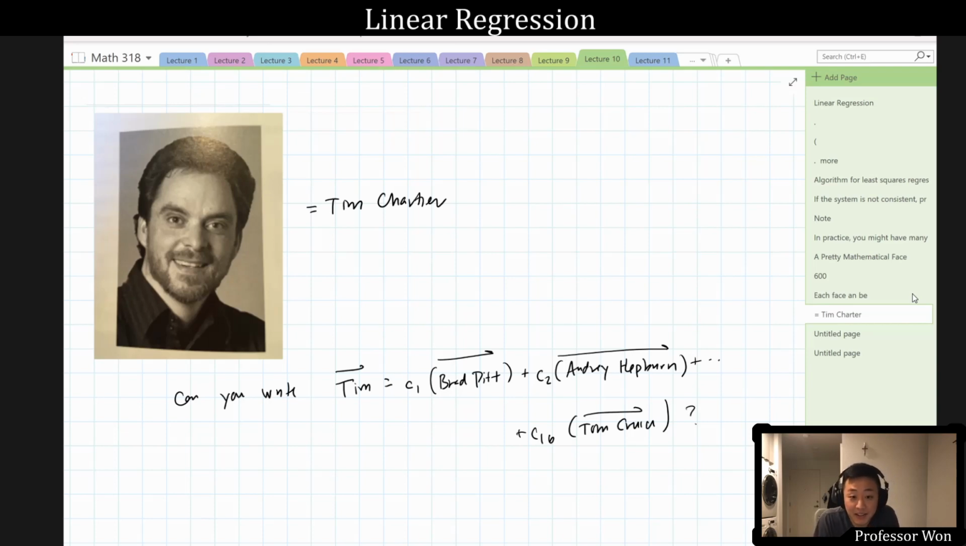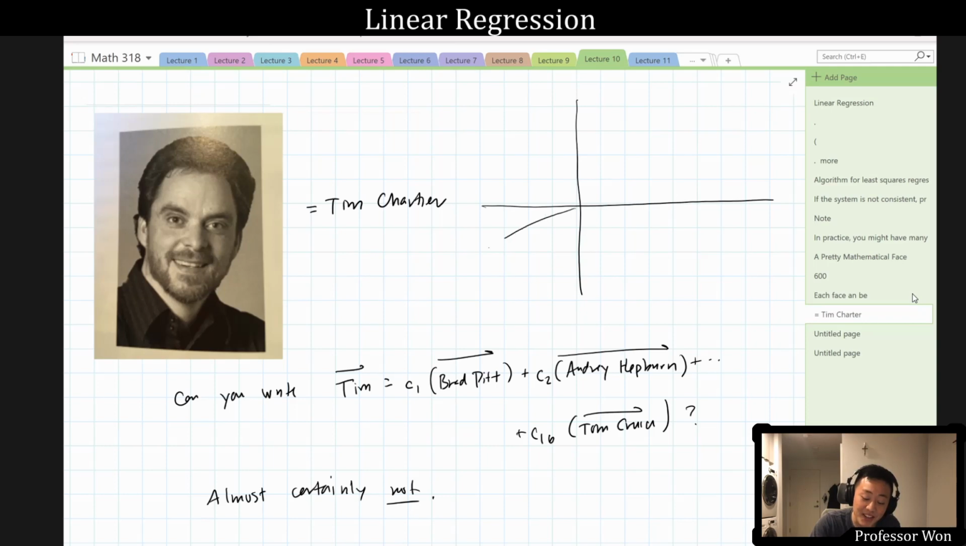Okay, and the answer is almost certainly not, right? Why? Because the span of these celebrities is a probably 16-dimensional subspace of R 540,000, and Tim here is just a vector in R 540,000, right?